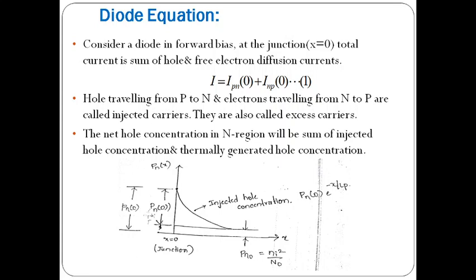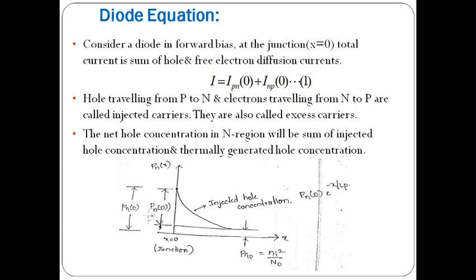The current through the diode is the current at the point x equals 0. We are assuming the diode is in forward bias and calculating the current at x equals 0. At x equals 0 we can observe only diffusion current, that is, hole diffusion and electron diffusion. When we sum the hole diffusion and electron diffusion currents, we get the total current at x equals 0, represented as I equals IPn of 0 plus INp of 0. It is equation number 1.